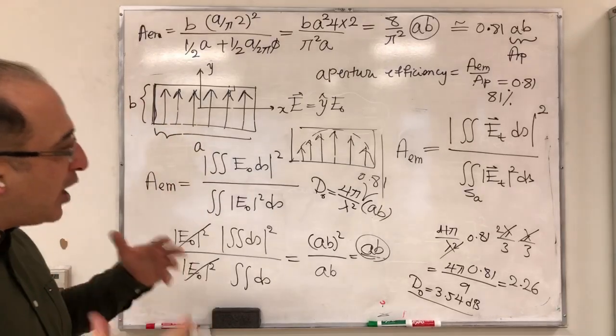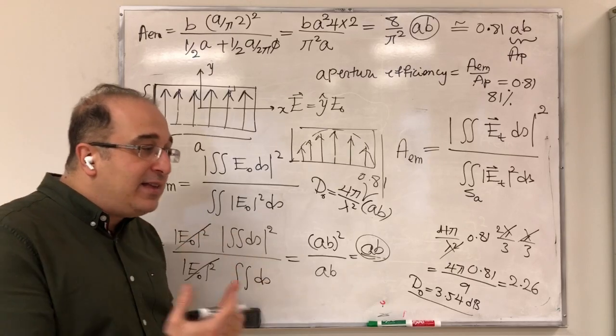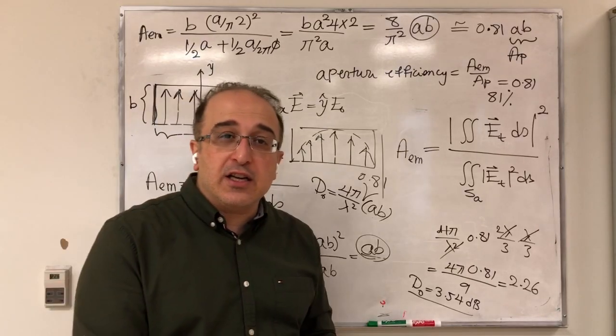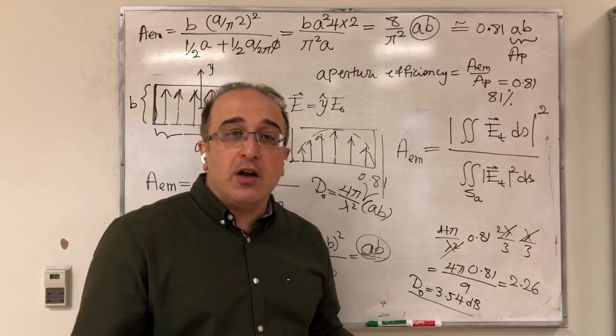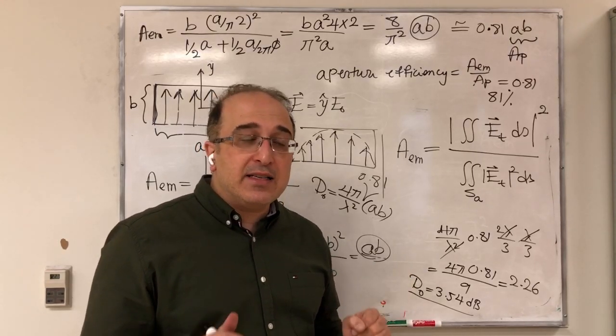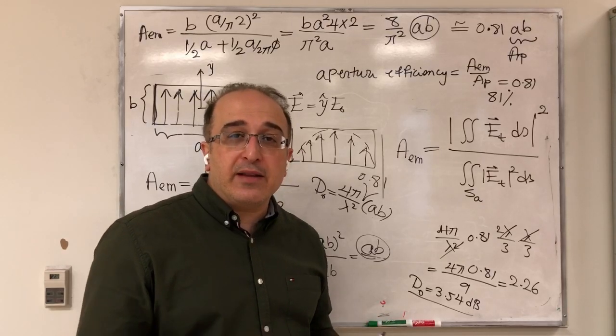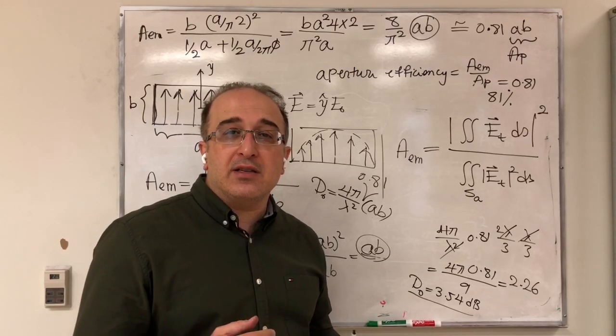So the size, which is A and B, is very important, and that leads us to the next discussion, which is the pyramidal horn antenna. So that would be our next discussion, and hopefully then you understand this much better by when we are finished with discussing the horn antenna.